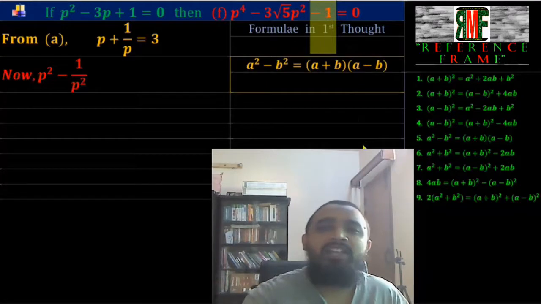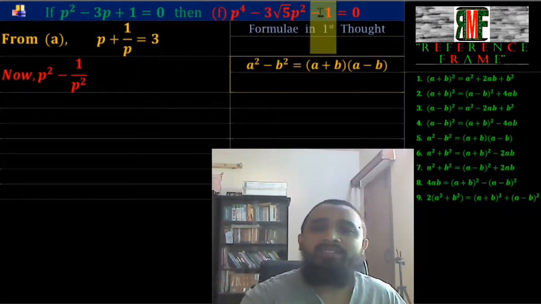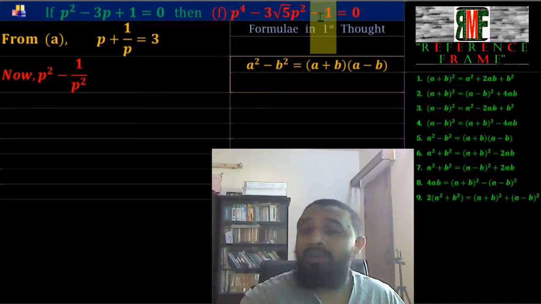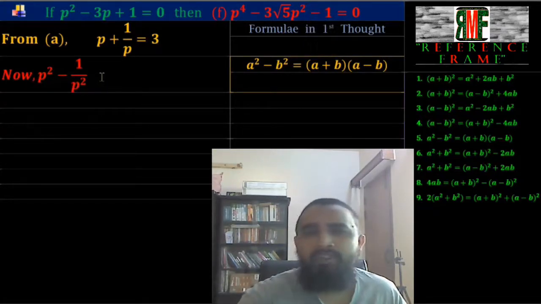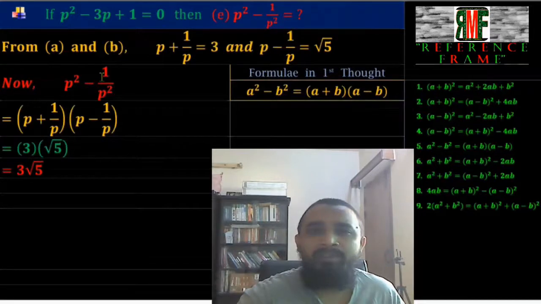The sign before 1 is very, very important. And what is the sign? Minus. Since the sign before 1 is minus, we will start our problem by using P square minus 1 by P square. P square minus 1 over P square, and with the value of this one, as we have found it earlier in our previous problem E.